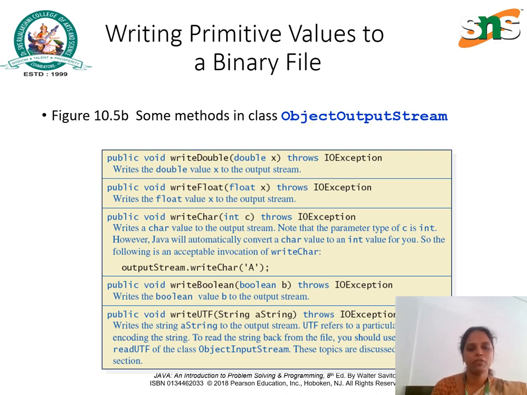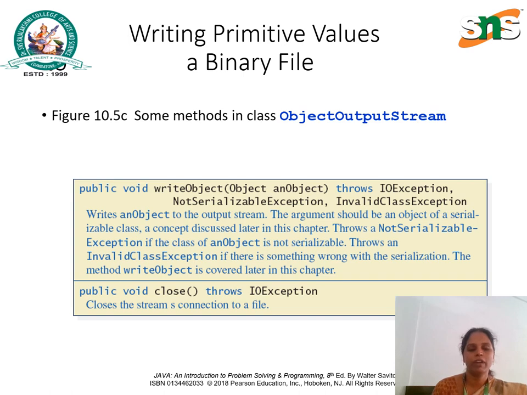Note that the parameter type of c is int. However, Java will automatically convert a character value to an int value for you. So the following is an acceptable invocation of write char: output stream dot write char. Public void write boolean b throws IO exception, writes the boolean value b to the output stream. And public void write UTF throws IO exception, writes a string to the output stream. UTF refers to the particular encoding of the stream. To read the string back from the file, you should use the read UTF of the class object input stream.